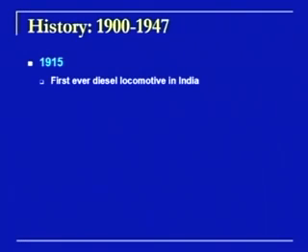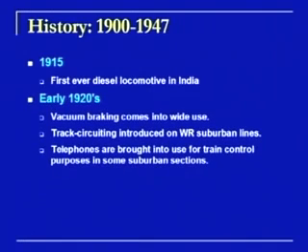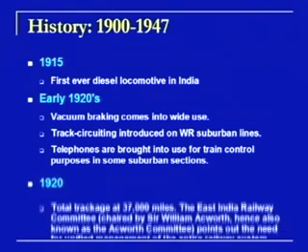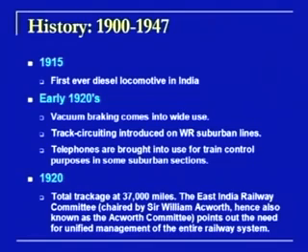The first ever diesel locomotive in India was constructed in 1915. Then we have some more things in the case of safety aspects. They were in the form of vacuum braking systems, track circuiting systems, or the telephones which were provided for controlling the operation of trains on the tracks.